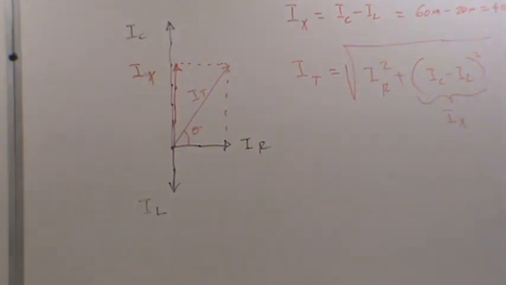Let's just play with numbers now. I end up with the square root of I sub R, which is 18 milli, squared, plus I sub X, which was 40 milli, squared. What's 40 squared plus 18 squared, square root? 43.9. 43.9 milliamps.